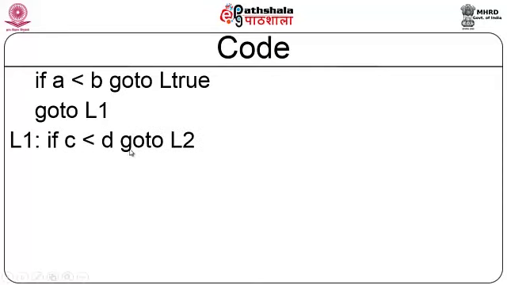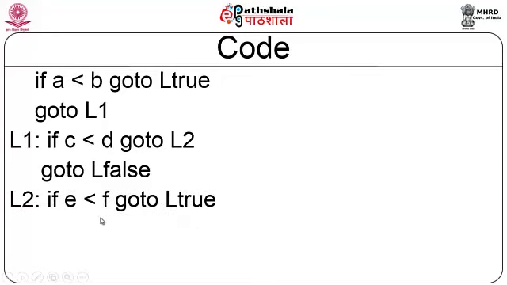So if C is less than D, go to L2. Now if this is true, what I should check, it is an AND, right. So I have to evaluate E less than F also. If this is false, the entire expression is false, because I would have reached L1 only if A less than B is false. Therefore, if this itself is false, then I can say the entire expression is going to be false. That is what we call L false here. And then the next one is if E less than F, go to L true, meaning that I would have reached this position.